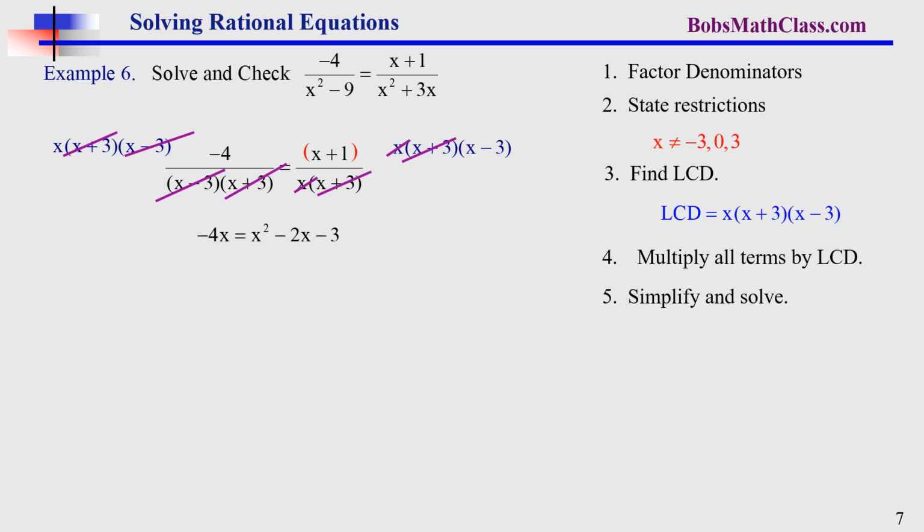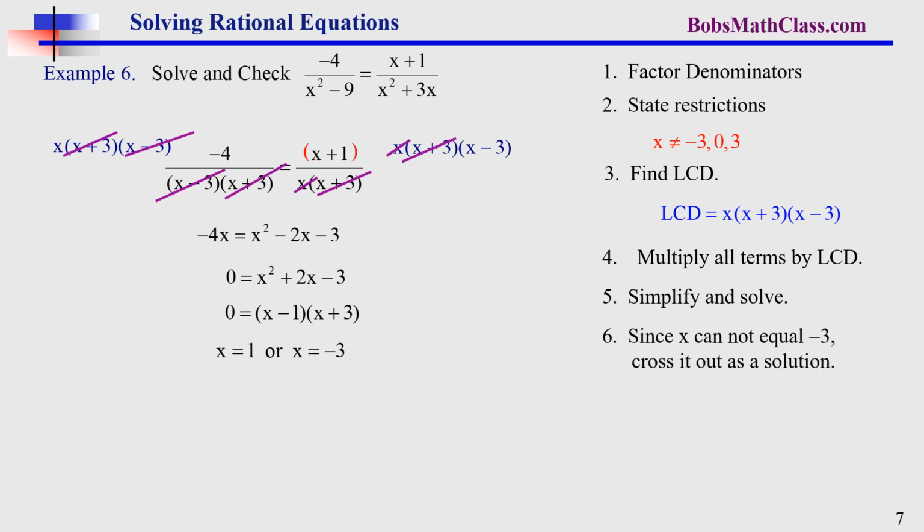As soon as you see the x squared, that tells you you need to get 0 on one side, so I'm going to add 4x to both sides. And now we could factor that trinomial. Set each factor equal to 0 to solve. So we've got two answers. We've got x equals 1 or x equals negative 3. Now negative 3 was one of our restrictions. So that means we got to cross it out. So we only have one answer left, x equals 1.